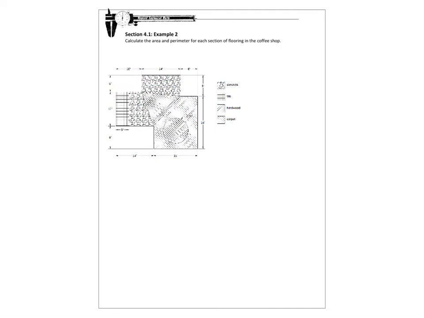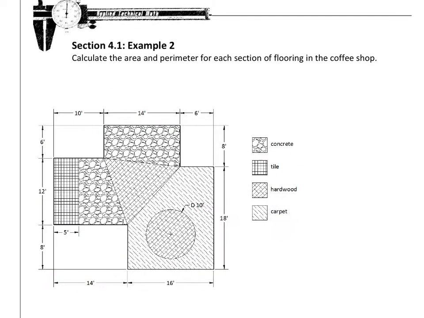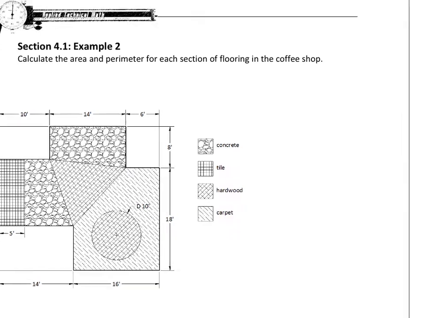All right, let's look at some area of a floor plan. Here's a coffee shop. When you're designing a business, like a coffee shop, you're going to have all different types of flooring. So here we have a coffee shop, and this is a schematic or a blueprint for this coffee shop. Something that an architect or a contractor might draw up.